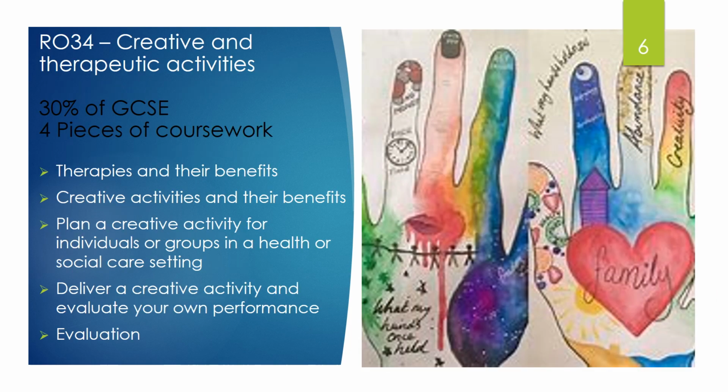Our second unit of coursework is creative and therapeutic activities. This unit is worth 30% of your final GCSE grade and is made up of 4 pieces of coursework. The first topic area that is assessed is understanding therapies and their benefits. For this, we look at different types of therapies such as reflexology, aromatherapy, yoga, Tai Chi and Reiki.